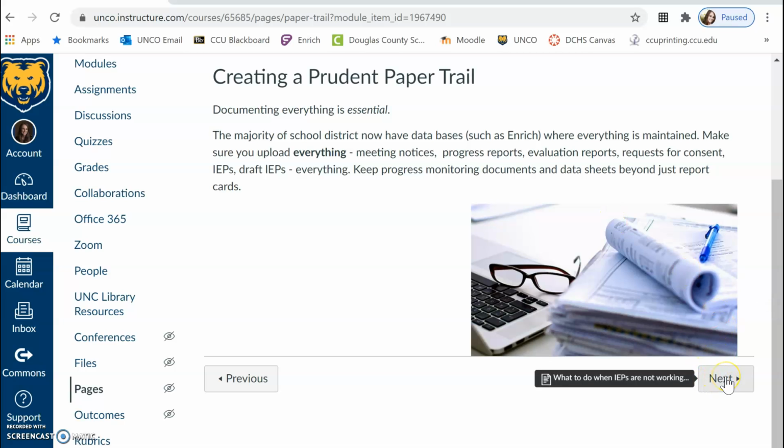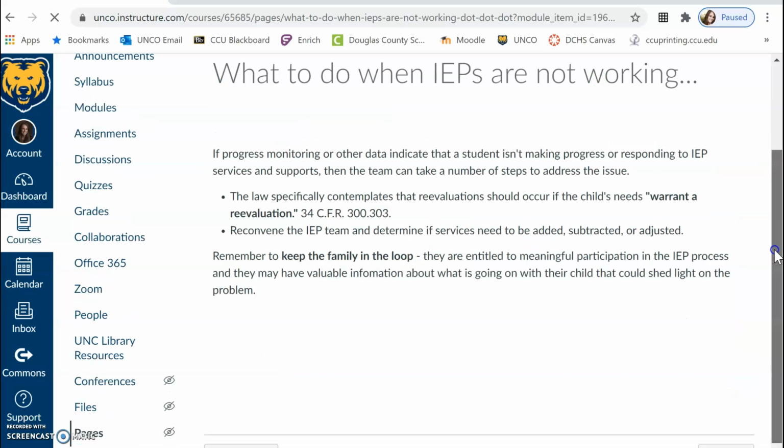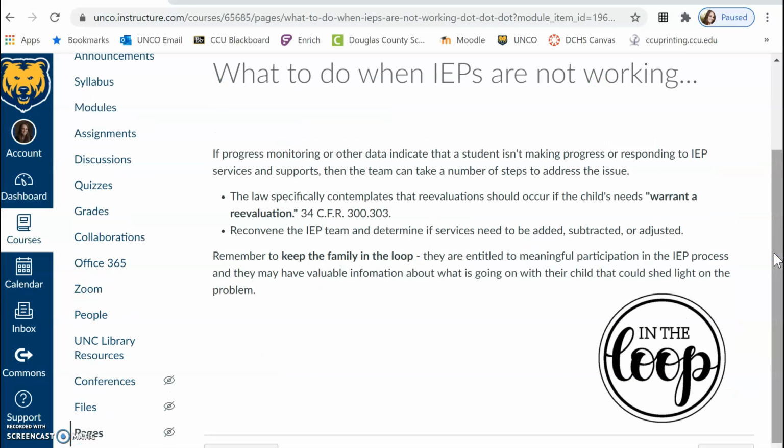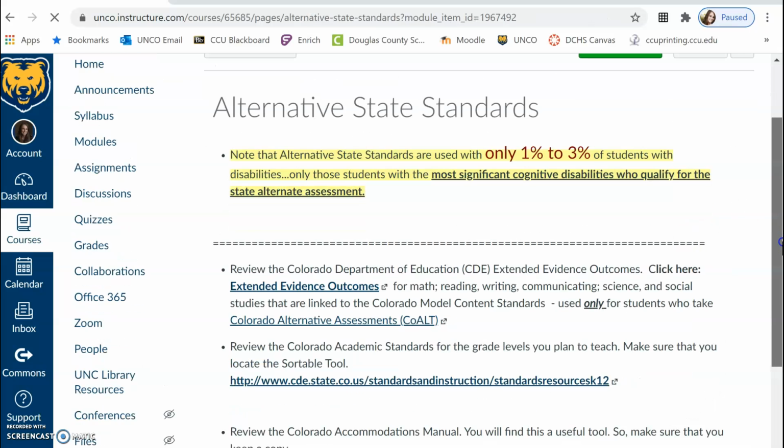Documentation is key. Put all of your progress monitoring in a database. And this is a valuable page if the IEP is not working. That is a time to often restart with an evaluation and make sure that the placement is appropriate, make sure that the services in place don't need to be perhaps increased or changed. We can always go back to the drawing board. We want to do our best to get it right in the first place, but there is room to reevaluate if something changes or it's not working.